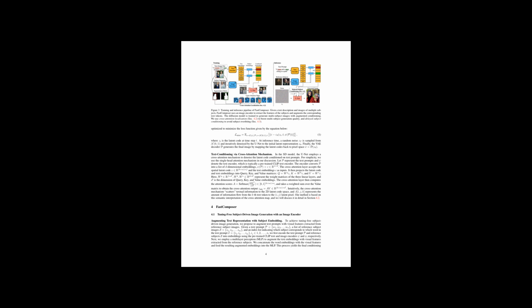FastComposer also involves augmenting text prompts with visual features to enable subject-driven image generation without the need for manual tuning. This procedure involves encoding texts and subjects into embeddings, which are then combined using a multi-layer perceptron (MLP) to create final embeddings that condition the image generation.